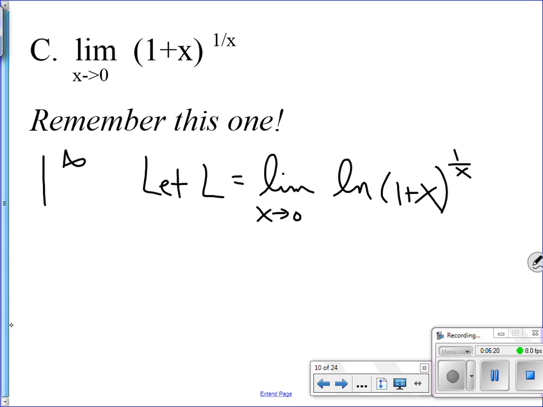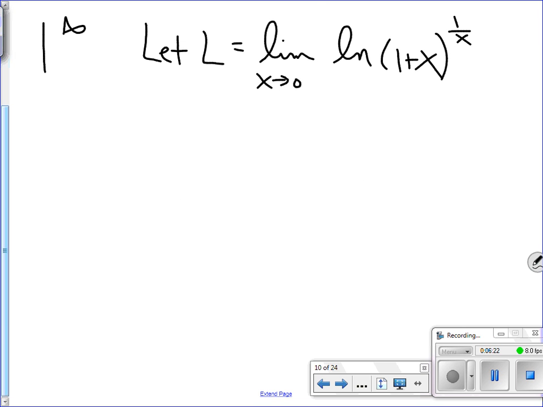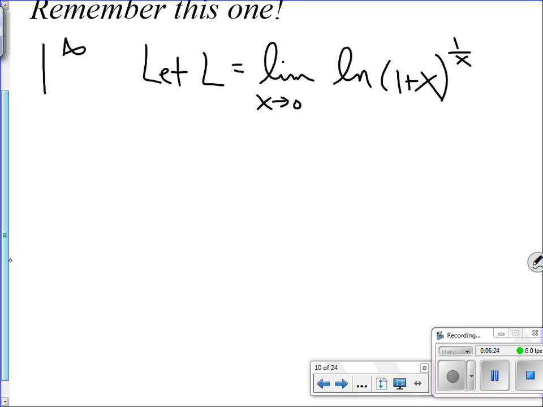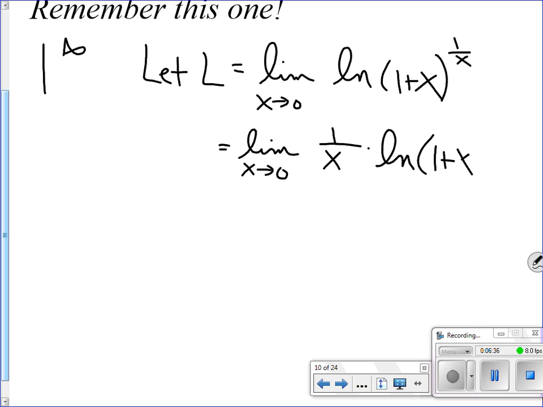And then what's our next step after we bring the exponent down? So L equals the limit as x approaches 0 of 1 over x times the ln of 1 plus x. Now what is that? Let's think about what this would be. 1 over 0, infinity, times 0. The ln of 1 is 0. What is that type?